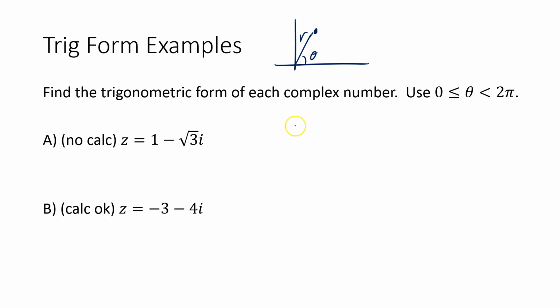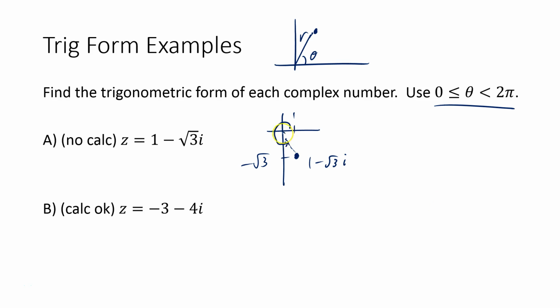So we got 1 minus root 3i, so that'd be positive 1 right here, and then minus root 3. So let's say this is root 3, this is positive 1. So there is our point right there. So that point right there is at 1 minus root 3i. And now we're going to try to translate this into trig form. So we're going to think about how far our angle is around this way. And they tell us to use between 0 and 2 pi, so we're going to be using radians.